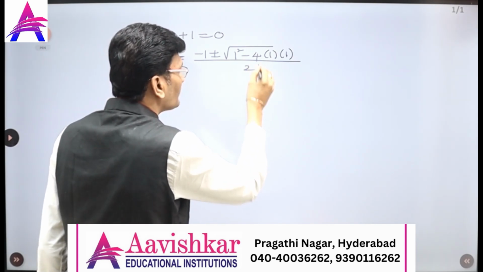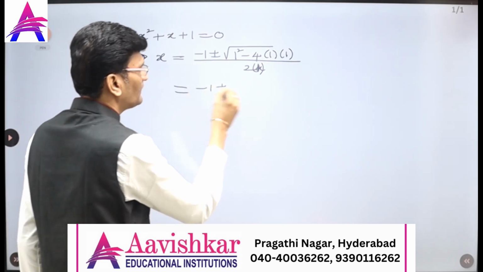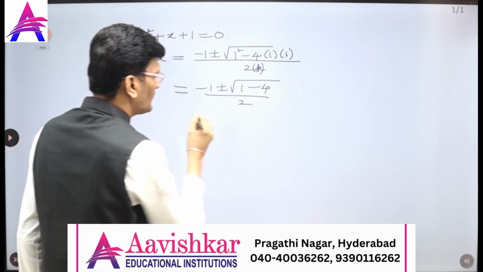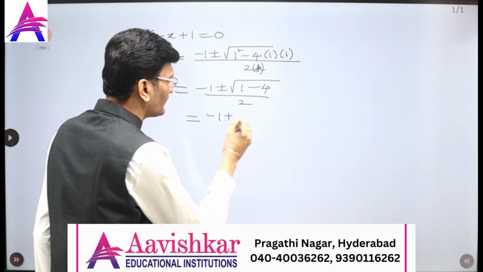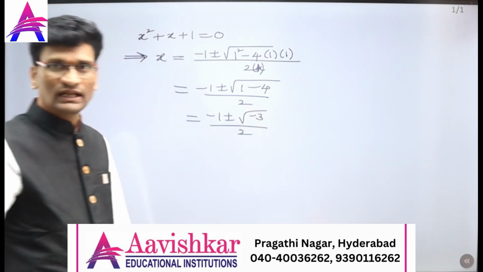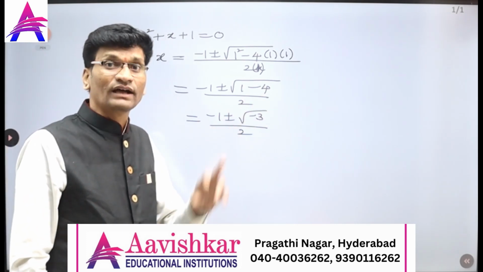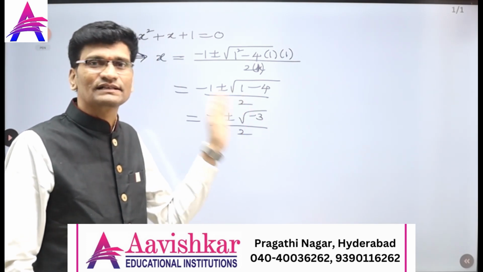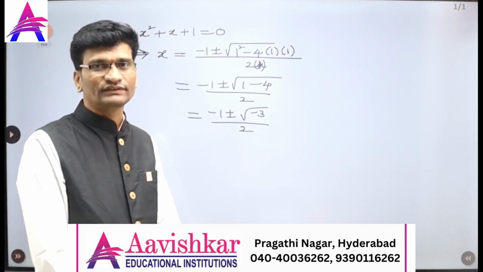Here a is 1. Now what are we getting? Minus 1 plus or minus root over 1 minus 4, by 2. This is equal to minus 1 plus or minus root over minus 3, by 2. Whenever a negative number occurs in the square root, we say it is undefined and we neglect such values, concluding there are no roots for this equation.